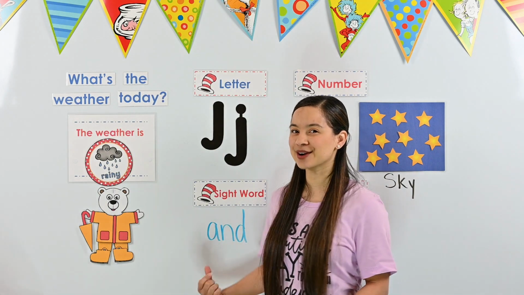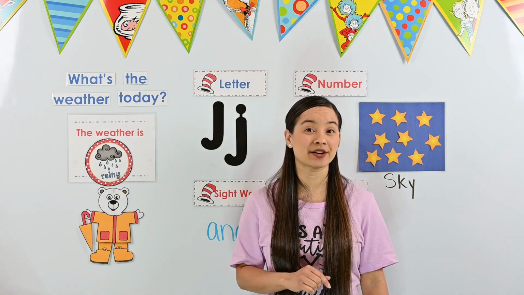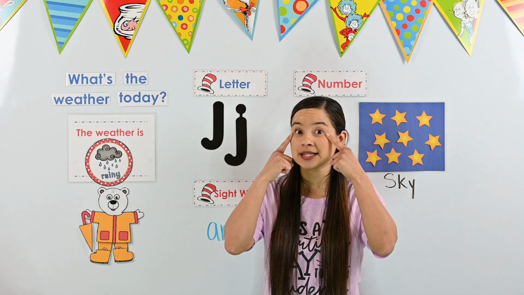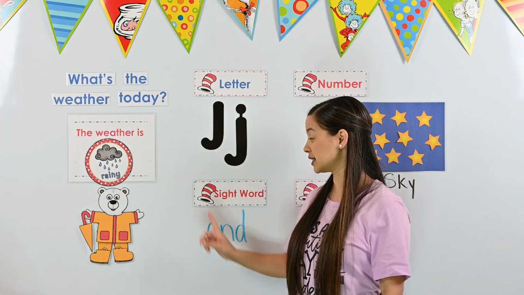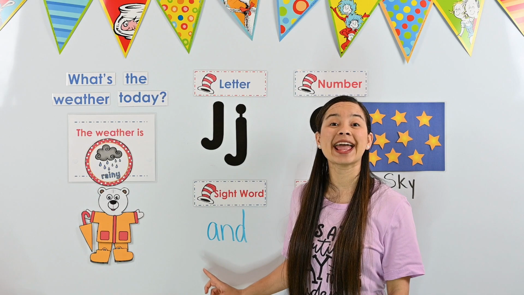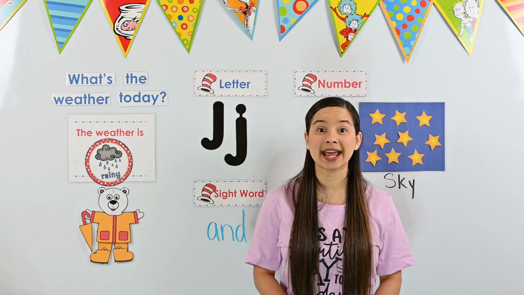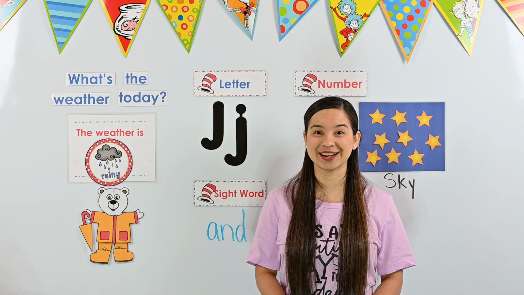Okay, now it's time to move on to our sight word of the week. Do you remember our sight word? Remember, we can't sound this word out. We have to be able to see it and know it. This week, our sight word is the word and. Can you say and? Good.